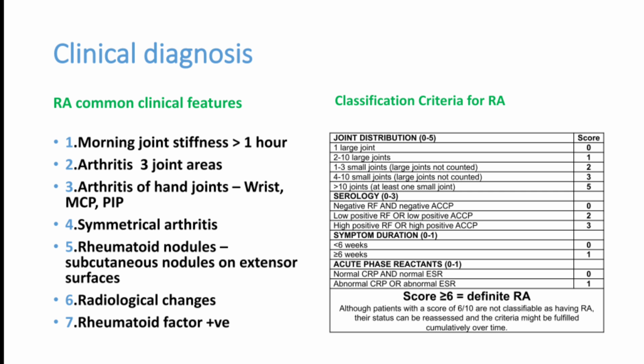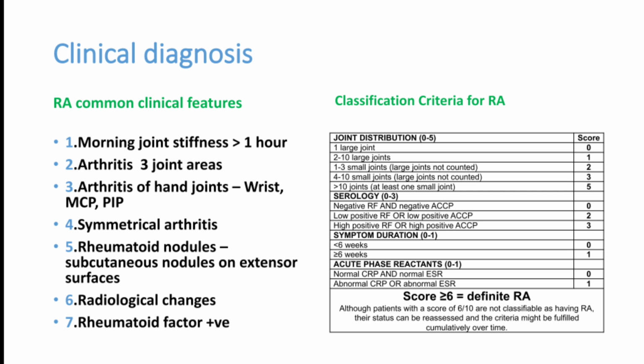Symmetrical arthritis, this is very classical. Many other arthritis can present with unilateral arthritis, but rheumatoid arthritis classically presents with symmetrical hand joint involvement. Rheumatoid nodules can be seen in many patients, subcutaneous nodules on the extensor surfaces, especially on the hand and wrist and all. Radiological changes we will discuss afterwards. Rheumatoid factor can be positive.